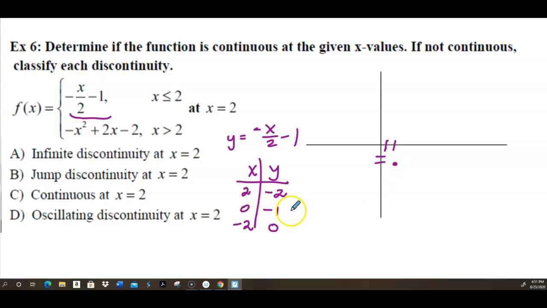And then 0, negative 1. When I plug in 0, I got negative 1. And I picked even numbers since I was dividing by 2. And then when I plugged in negative 2, I got 0.